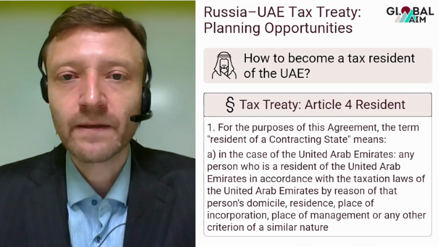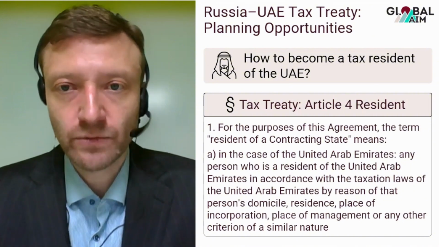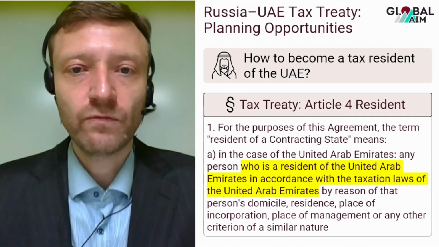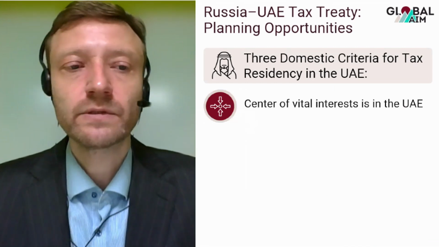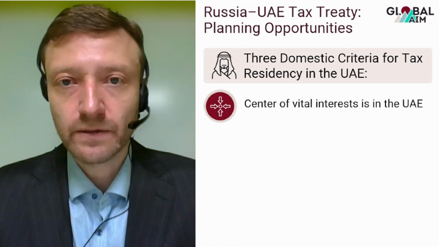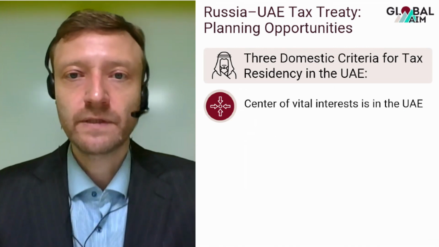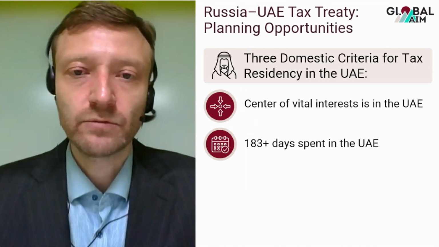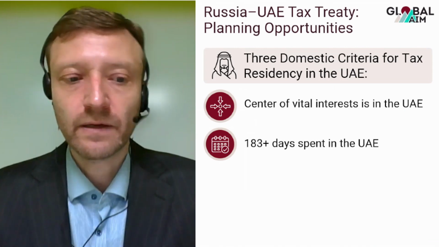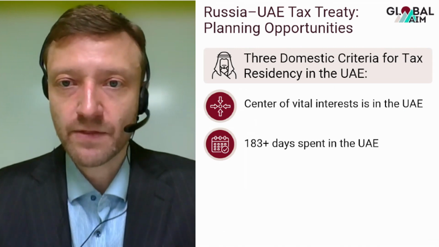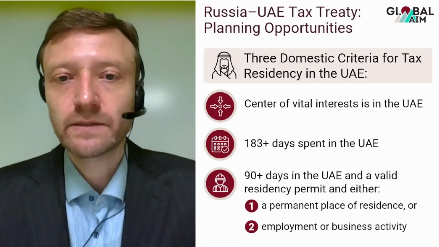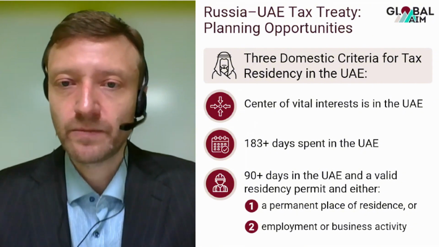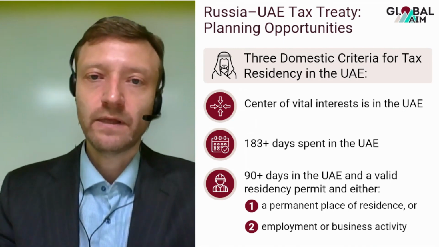And here we can go back to the definition set out in Article 4 of the tax treaty, which basically refers to the domestic rules in the United Arab Emirates to determine the tax residency of an individual. And the domestic rules in the UAE have 3 criteria for tax residency for individuals. First is the central vital interest. Second is more than half of the year, or more than 183 days, spent in the UAE during a 12-month period. Or it is sufficient to spend just 90 days or more in the United Arab Emirates and have a valid residence permit, and either have a permanent place of residence or employment or business activity in the United Arab Emirates.